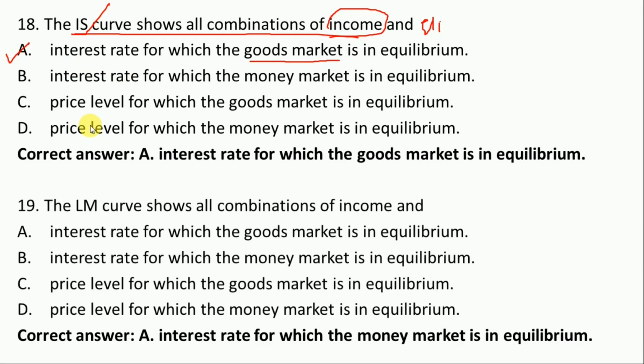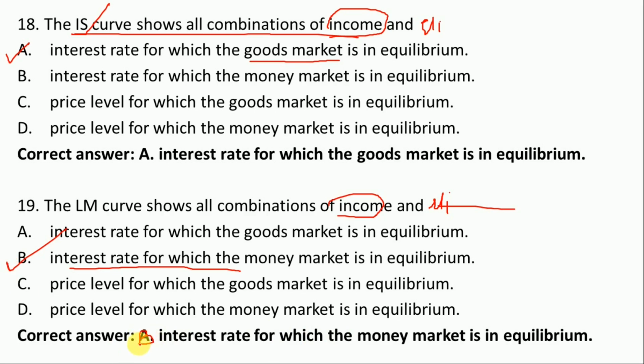Then the next question regarding this, that is, the LM curve shows all the combinations of income and dash dash. अभी LM curve is related to the money market, as you know. So it shows the combination of level of income and rate of interest at which the money market is in equilibrium. So the correct answer will be what? B. B is the correct answer. ठीक है, यहाँ पे गलती से A लिखा है तो there will be B is the correct answer.